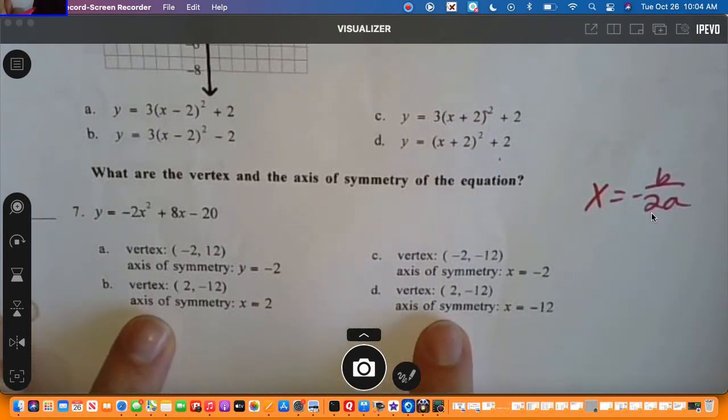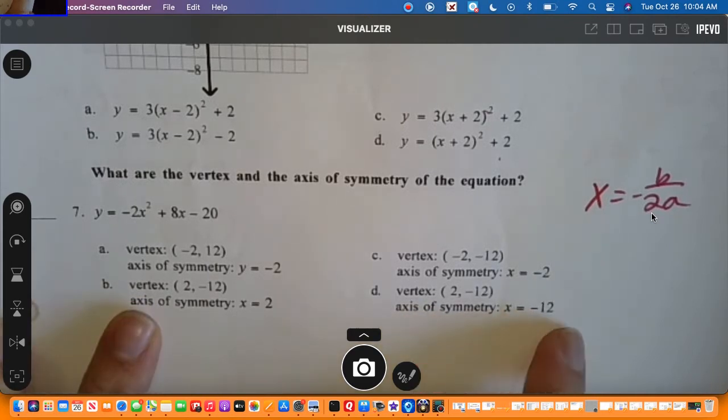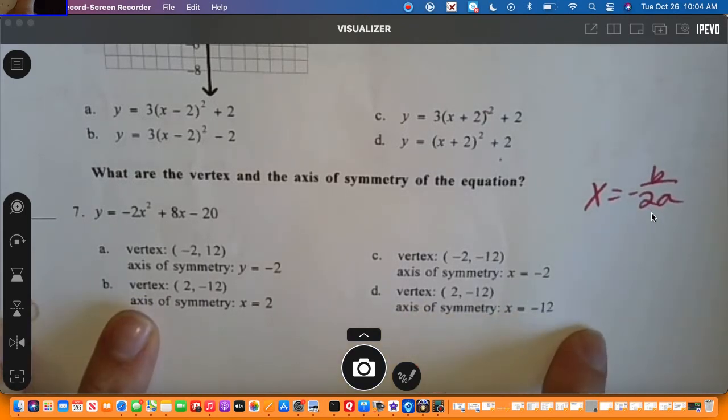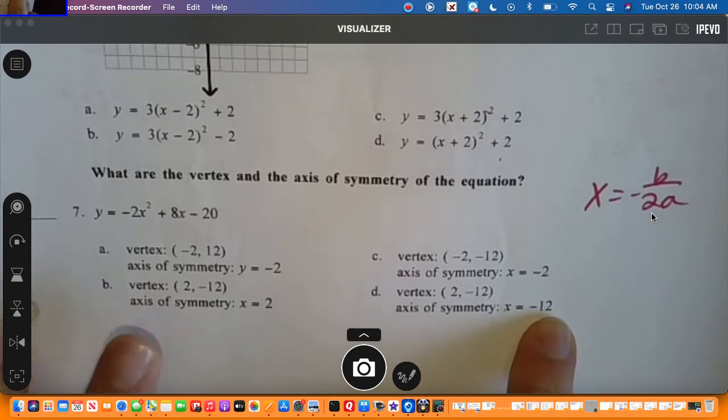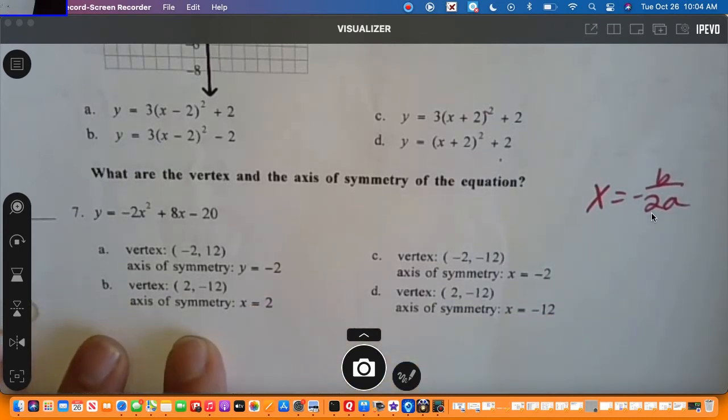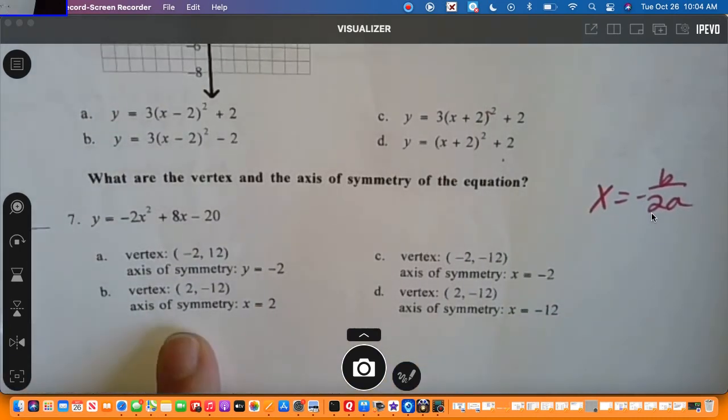Now, my axis of symmetry is also my x value. What did I say my x value was? It's 2. So it's B. This one wrote it wrong. That's my y value. I should have put my x value. So I can tell just by using the formula.